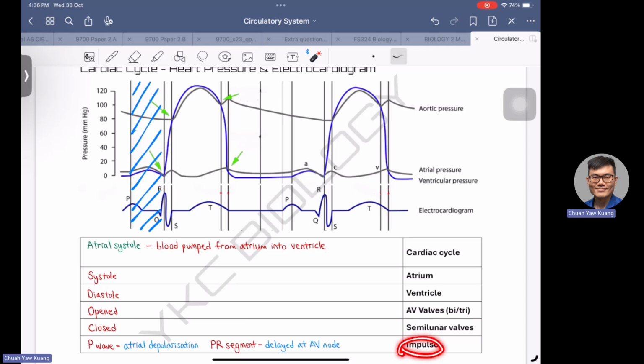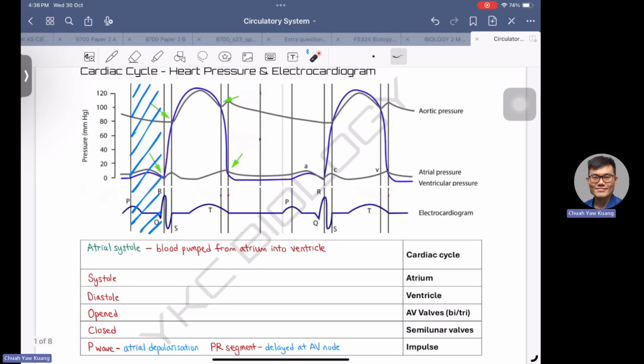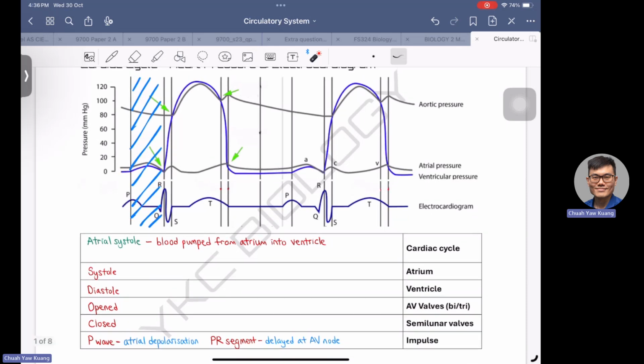As for the impulse during this phase, there are two parts that we need to take note of. The first part is that you will see firstly a P wave. A P wave indicates atrial depolarization, meaning that at the P wave, the SA node, the sinoatrial node, is generating the impulse. The next thing that we need to take note of is the PR segment. The PR segment indicates there's a delay at the AV node.